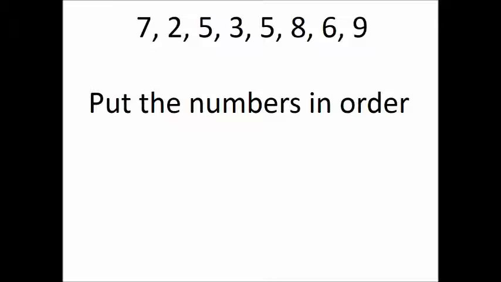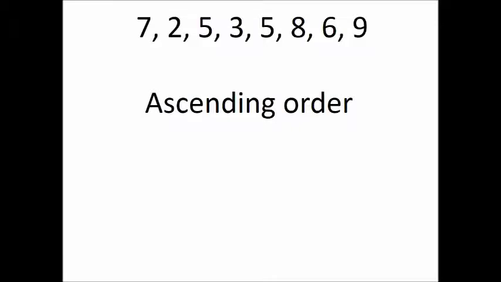So first, we're going to put all those numbers in order. They're going to be in ascending order, meaning starting from lowest to highest. Descending would be going down. So I did it. It's done for you. 2, 3, 5, 5, 6, 7, 8, 9. Those are all those numbers in ascending order.